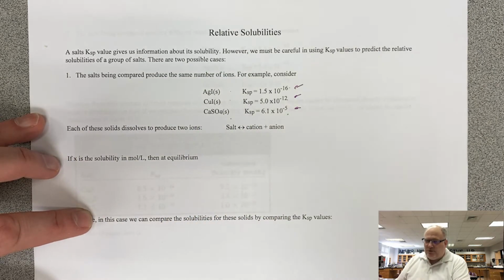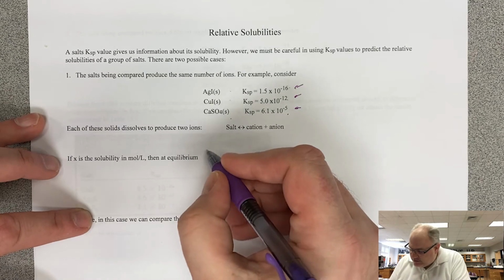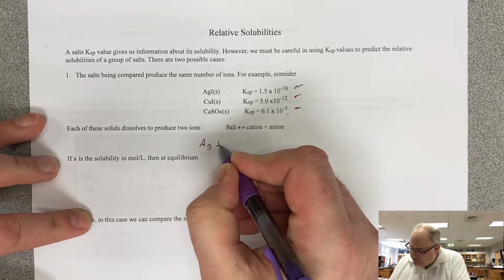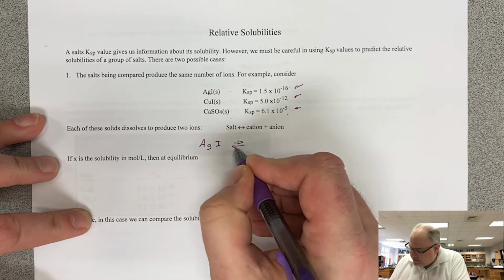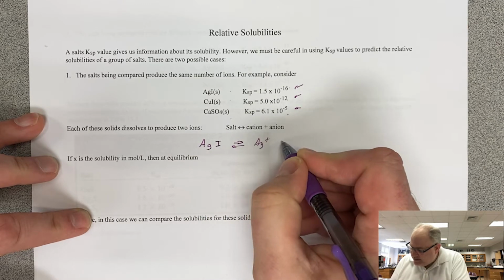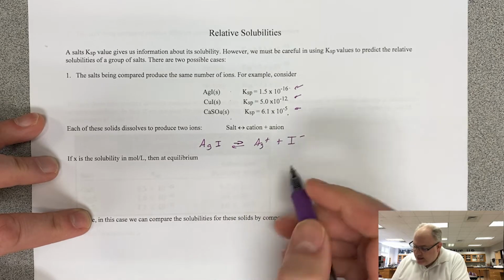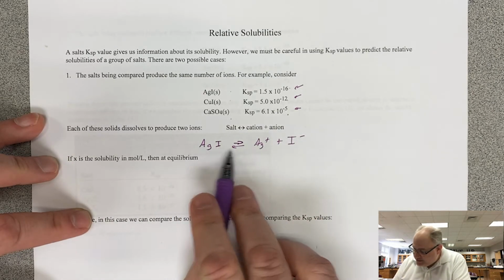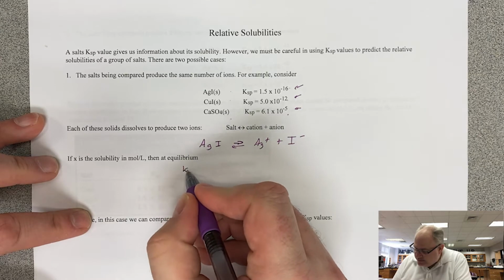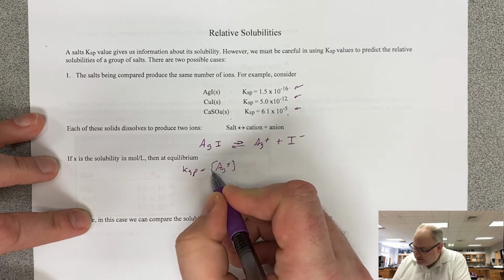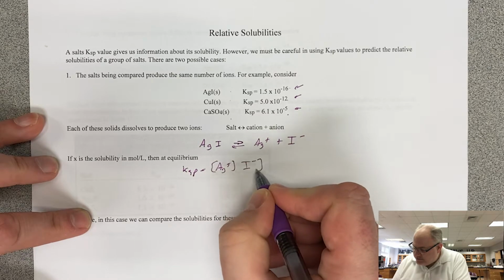And why is that important? Well, let's say we took a look at AgI, right? When AgI breaks apart, doesn't it break apart into Ag plus and I minus? In other words, one particle of each of these. And if we were to write a KSP for this equation right here, wouldn't the KSP be equal to Ag plus concentration times I minus concentration?